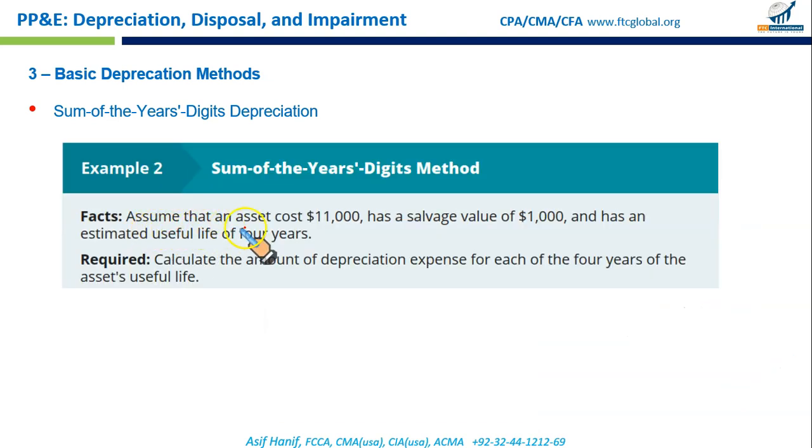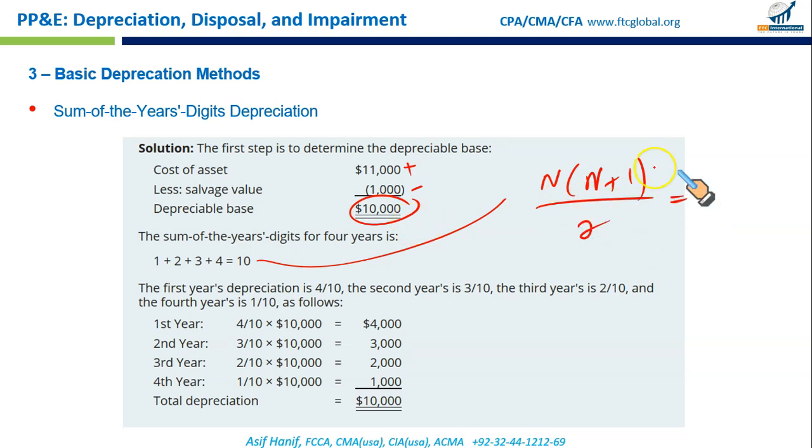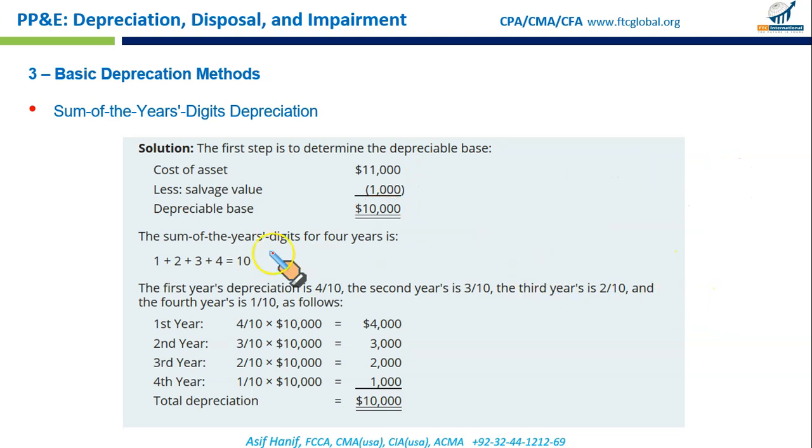Let's do an example. Assume that an asset costs 11,000, has a salvage value of 1,000, and has an estimated useful life of 4 years. Calculate the amount of depreciation expense for each of the 4 years of the asset's useful life. Fairly straightforward question. First, calculate the depreciable base, that is cost less salvage value, 10,000. Sum of the year's digits, 1 plus 2 plus 3 plus 4, is equal to 10. Alternatively, you can apply this formula for quick calculation, and the estimated life is 4. 4 into 4 plus 1, 5 over 2. So you get simply 10. So you get the same number. This is the sum of the year's digits.